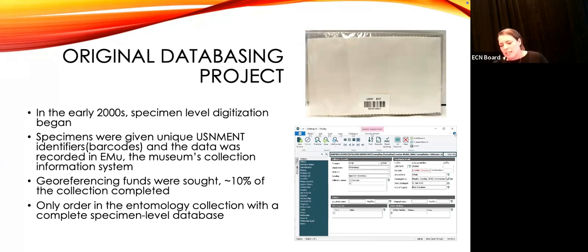At that point, all of the data was placed into EMu, which is our collections museum information system. And also georeferencing funds were sought. In the early 2000s, this was a lot of money and effort, and only 10% of the collection was able to be georeferenced. It is our only complete order in entomology with a full specimen level database that is available publicly online.